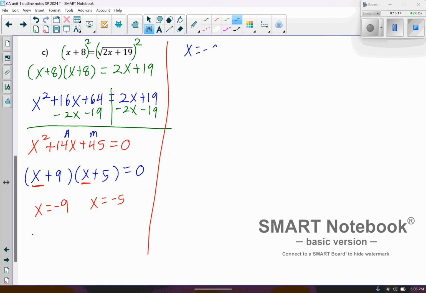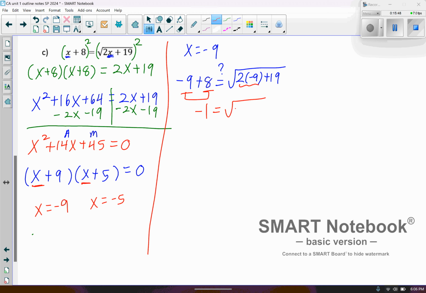So x equals -9. I've got to plug that in here and here. So I'm going to get -9 plus 8 is equal to the square root of 2 times -9 plus 19. And then once again, I'm asking myself, is this true? Well, right away, there's going to be an issue here because this adds up to -1 and my square root is not going to equal a negative value. But we'll go ahead and keep going for a moment.